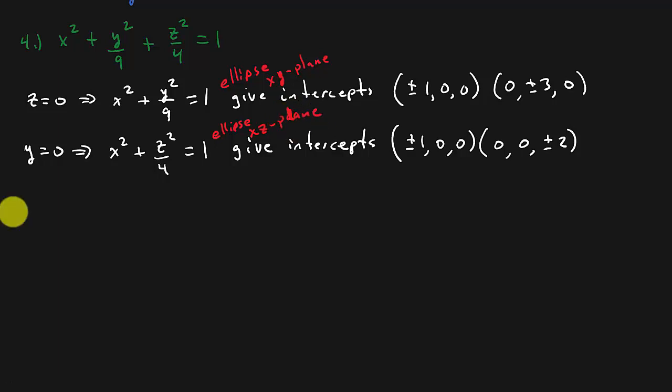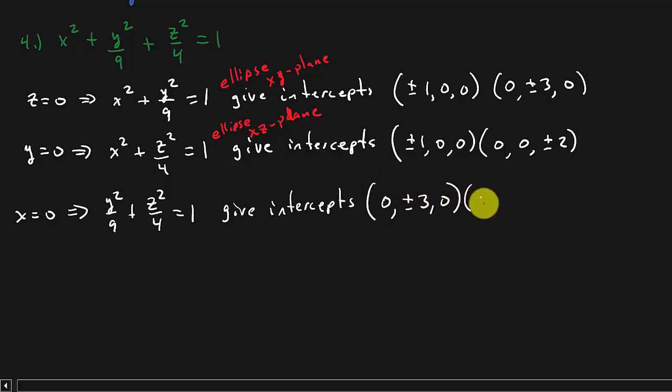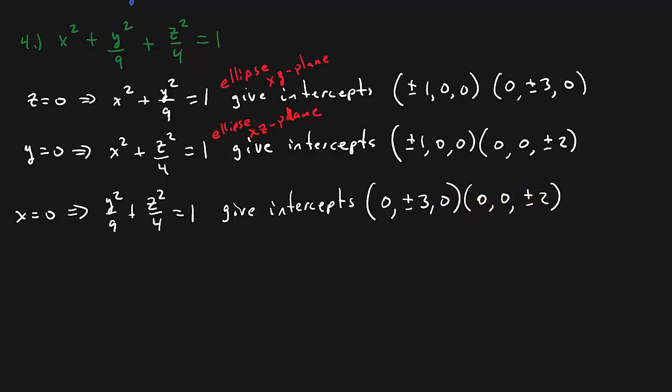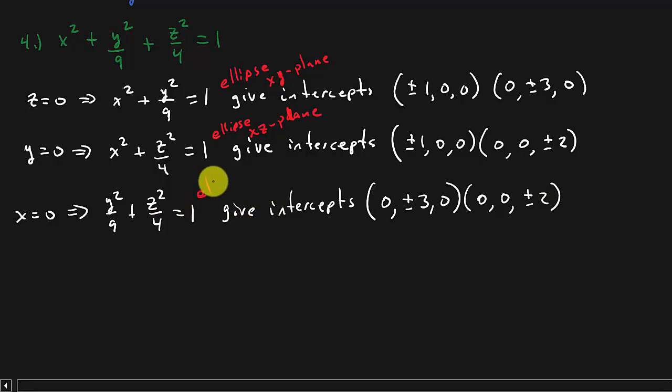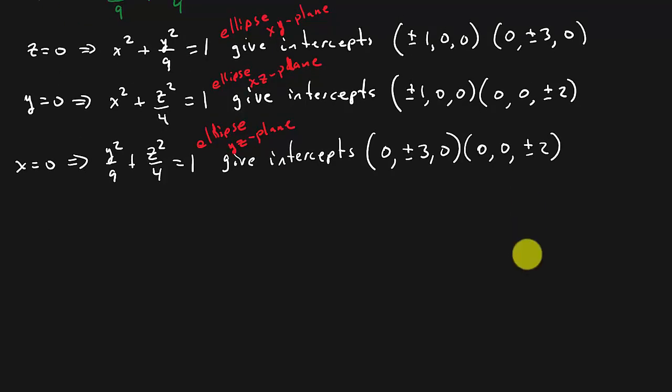Then we'll put x equal to 0. That's going to leave us with y squared over 9 plus z squared over 4 equals 1. This is going to give us intercepts at 0, plus or minus 3, 0, and 0, 0, plus or minus 2. Now, what about the trace for this one? This is an ellipse in the YZ plane. I hope everybody sees that. Make sure that you know how to identify these traces, what they are and what plane they're in. That's your cross section or your trace. All right, so let's go ahead and graph this thing.